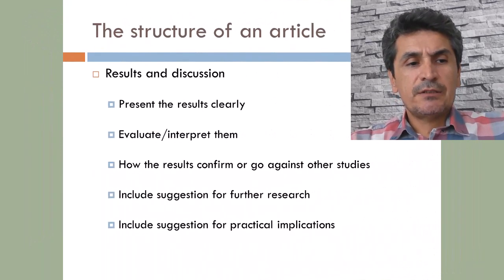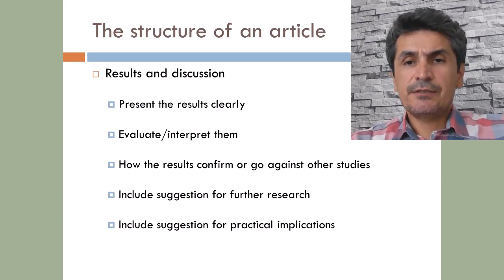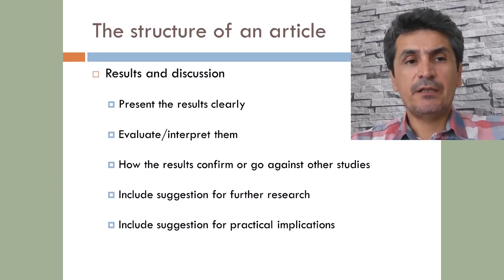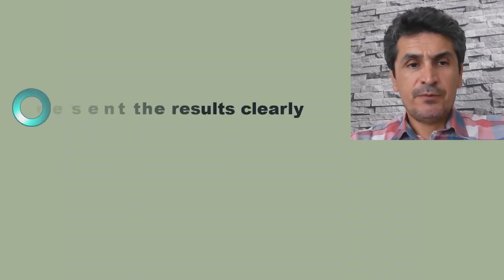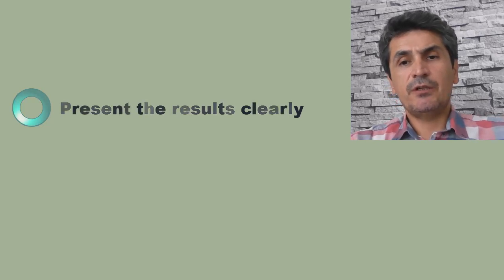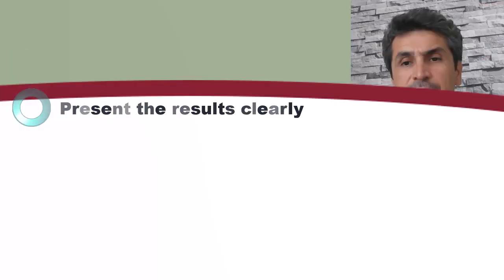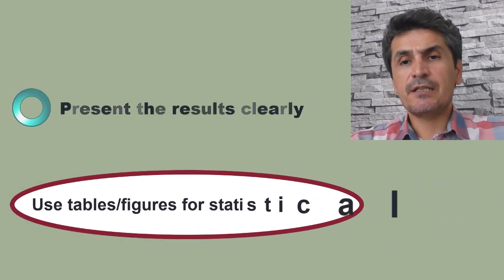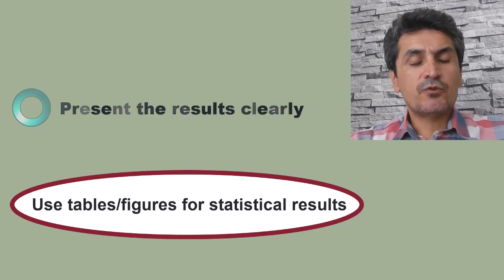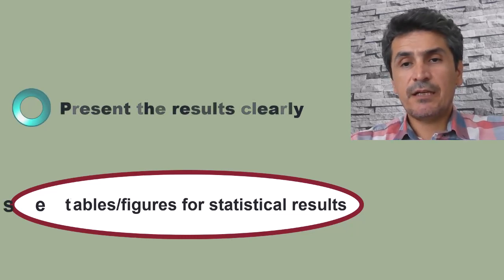So the next section is the results and discussion section. These could be separate sections, or discussion can be embedded within the results section. So in the results section, you need to present the results clearly. It will have a text giving the results, but for clarity, you may need to have tables. For example, in quantitative studies, statistical results should be given in tables to help ease of reading. And figures may also clarify your findings.